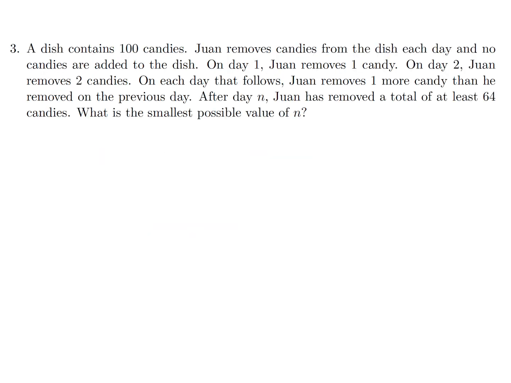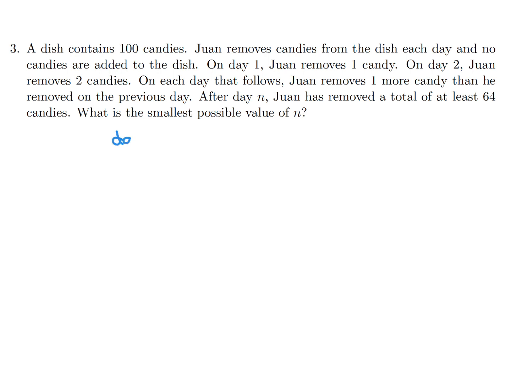A dish contains 100 candies. Juan removes candies from the dish each day, and no candies are added to the dish. On day 1, Juan removes 1 candy. On day 2, Juan removes 2 candies. On each day that follows, Juan removes 1 more candy than he removed on the previous day. After day n, Juan has removed a total of at least 64 candies. What is the smallest possible value of n?